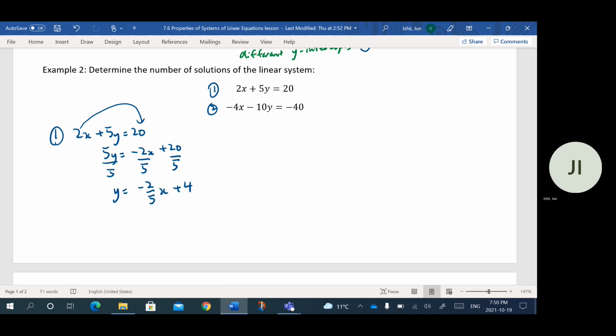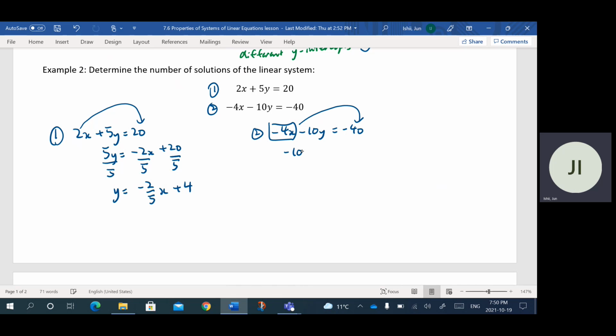Now the second one, if I change that to slope-intercept form, I'm going to take the negative 4x minus 10y equals negative 40. This time we take the negative 4x and move it over to the other side. We get negative 10y equals positive 4x minus 40. Divide through by negative 10. So this is going to be y equals, this reduces to negative 2 over 5 x, and now negative 40 divided by negative 10 is positive 4.